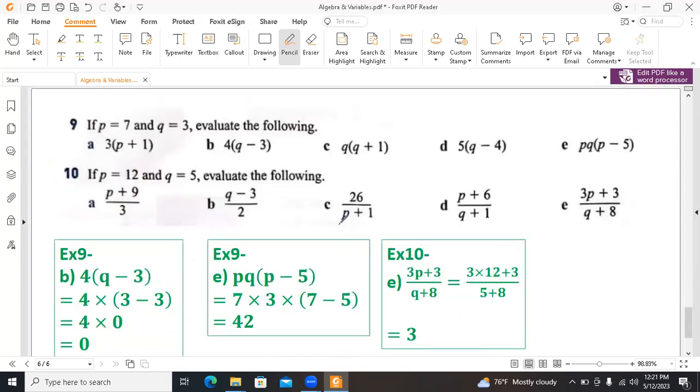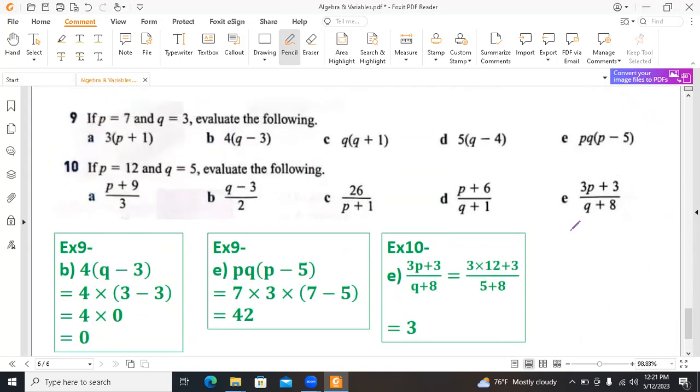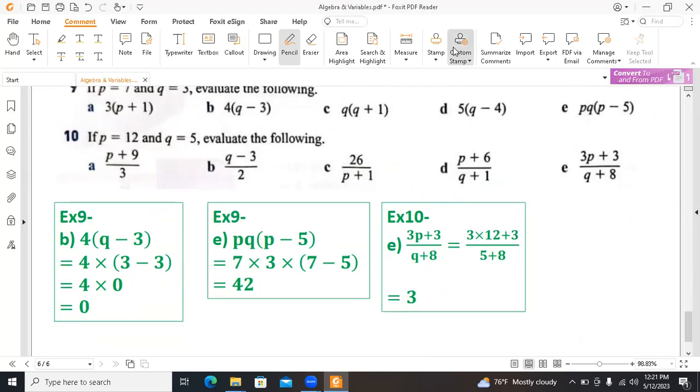So easy. In exercise 9, it is also very easy to use the substitution way. We only want to replace P and Q by 7 and 3, respectively. And the same for exercise 10. So these are the important ideas that we need to know and revise about algebraic expressions. Hope I could help you with this information. Thank you for listening. Bye-bye.